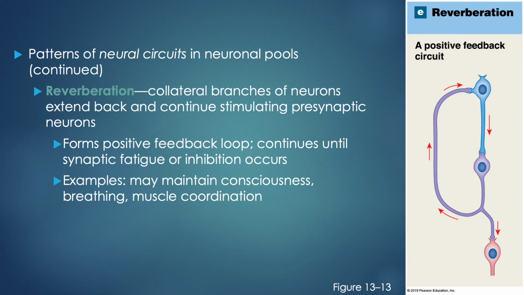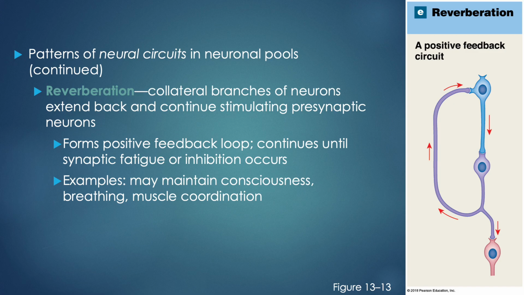So we actually call this a positive feedback circuit. What's happening here is we have collateral branches of neurons that are extending back, and they're continuing to stimulate the presynaptic neurons. So this forms a positive feedback loop, and it just keeps continuing until we either have synaptic fatigue or until some inhibition occurs to stop this cycle.